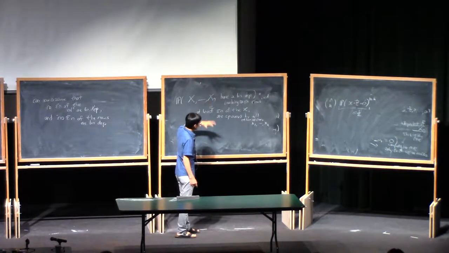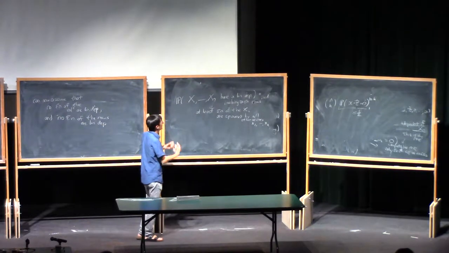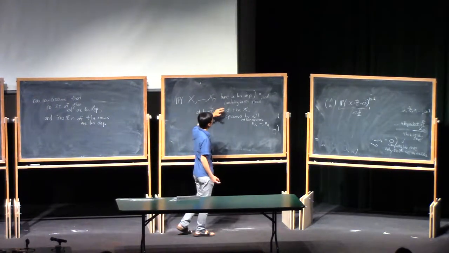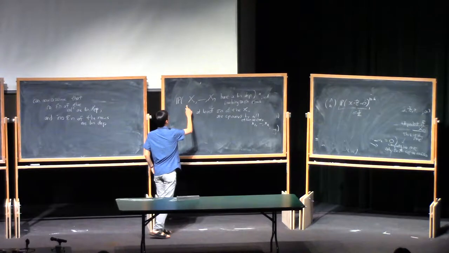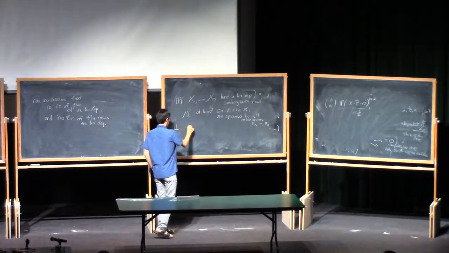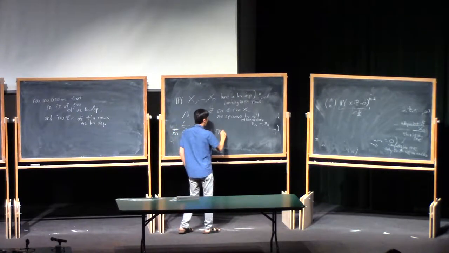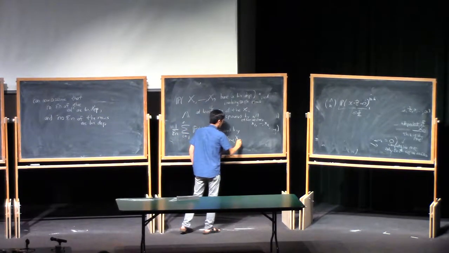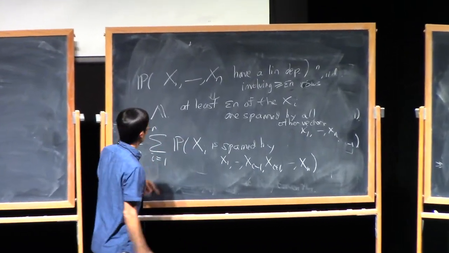And so this thing I did earlier of restricting to a single x, let's say the last xn, and asking if the last xn was spanned by all the other vectors, is not so inefficient, given that so many of the xi's are actually spanned by all the other ones. So the way you use that is that this expression, you can bound using this fact by 1 over epsilon n times the sum of the probability that xi is spanned by everybody else, x1, up to xi minus 1, xi plus 1, up to xn. This is just double counting, or if you like, linearity of expectation.